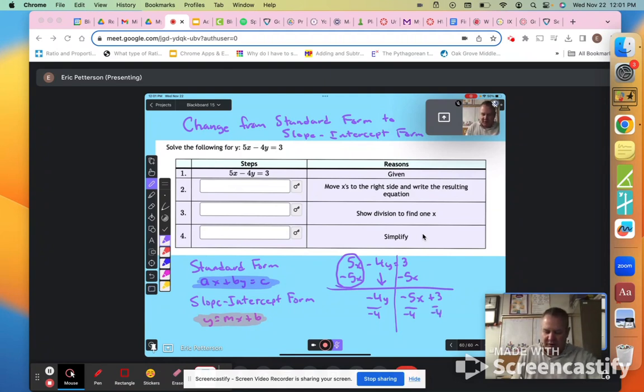Negative 4 divided by negative 4 is 1, so I just have y on the left side, which is what I want. And then a negative divided by negative is going to be a positive, so I really have just 5/4 x. And then a positive divided by a negative is a negative, so I'm going to have minus 3/4. Okay, where did I get that? 5 divided by 4 is 5/4. 3 divided by 4 is 3/4. And this is negative because the signs are different. This is positive because the signs are the same.